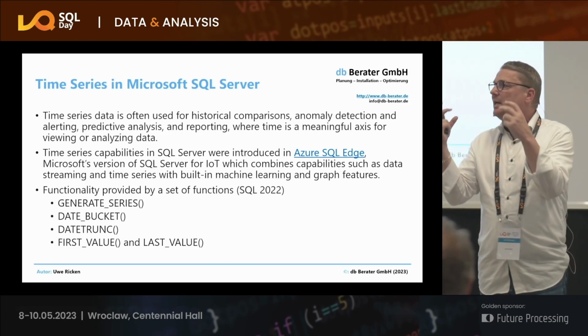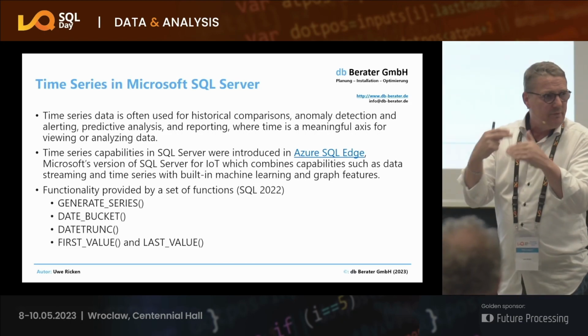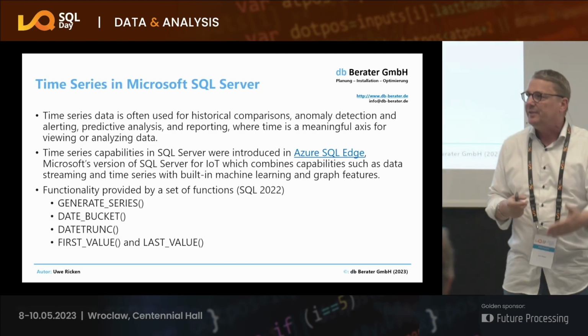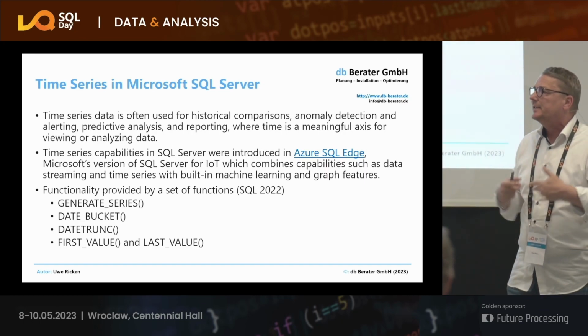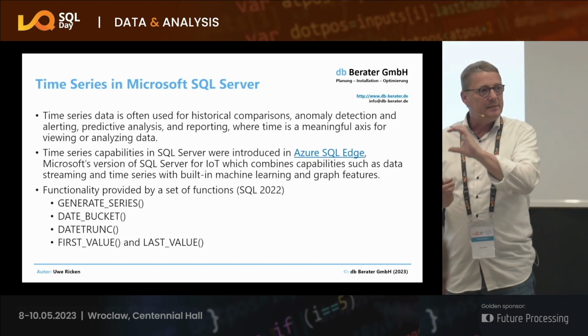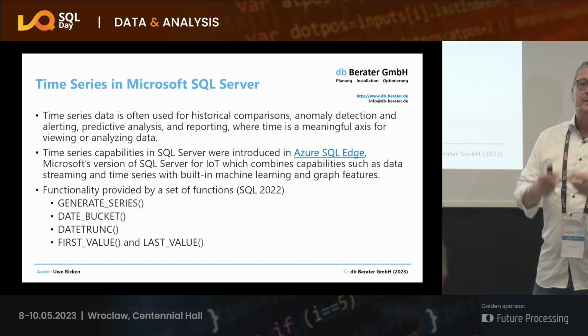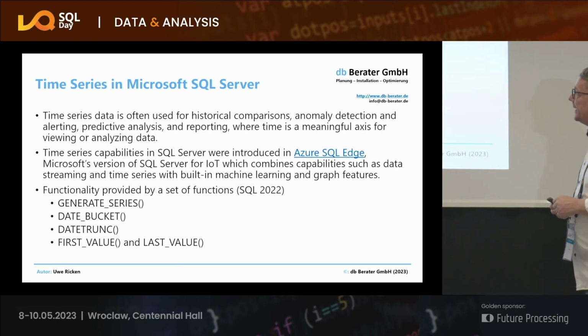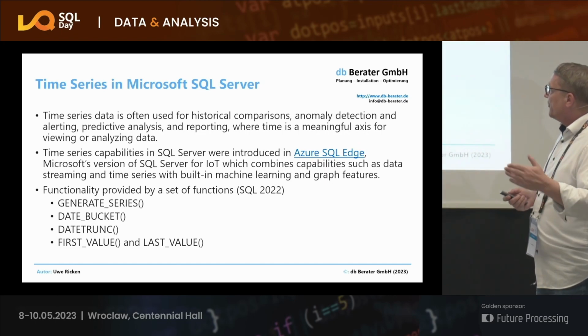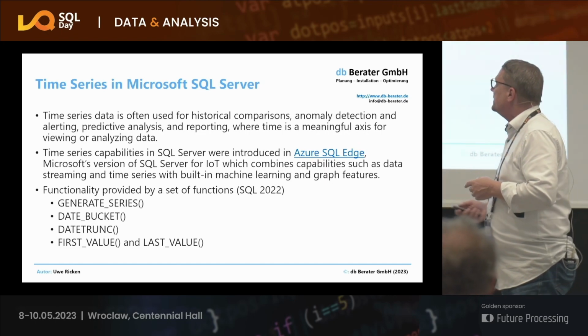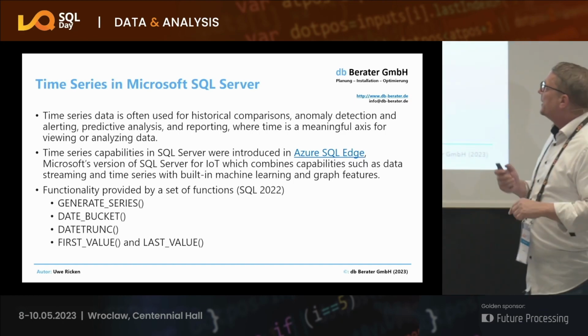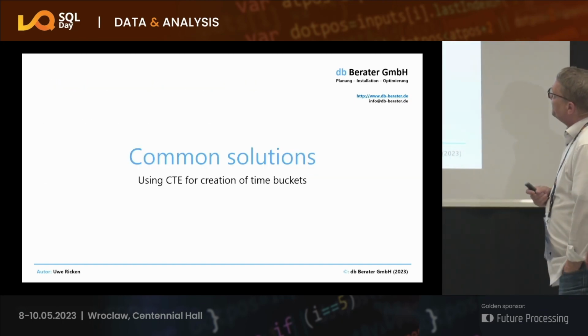The DATE_BUCKET function creates, as the name says, buckets for an interval of time. For example, every 15 minutes, every 30 minutes, every 60 minutes, and so on. And this one will automatically create these kinds of buckets where we can put the data in. DATE_TRUNC, FIRST_VALUE and LAST_VALUE. FIRST_VALUE and LAST_VALUE are not new. That was earlier, but there is one interesting news.